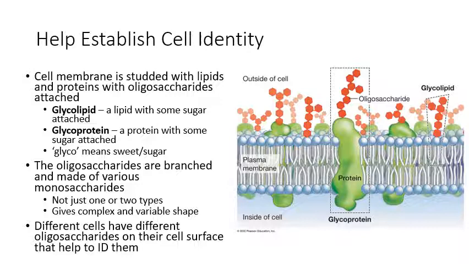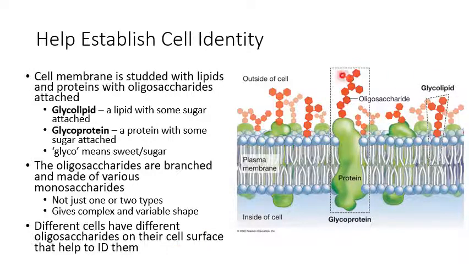If you have a lipid with an oligosaccharide attached, we call it a glycolipid. If you have a protein with an oligosaccharide attached, we call it a glycoprotein. The glyco there means sweet or sugar. So anytime you see a word that has glyco in it, anywhere in it, you know you're looking at something that has a bit of sugar in it somewhere.